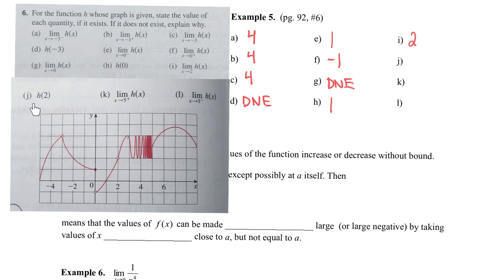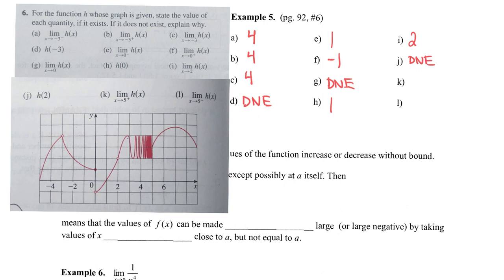And let's see, part J continues down here. So h of 2. Well, there's a hole in the graph at 2, so the function is not defined there. So we could say h of 2 does not exist.